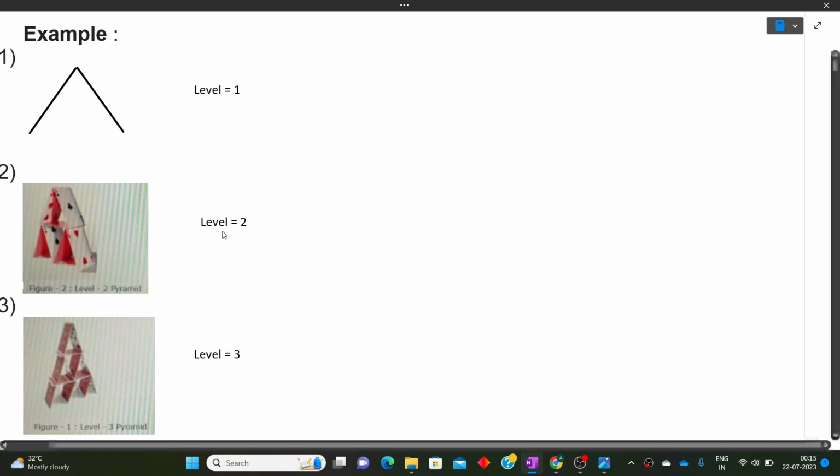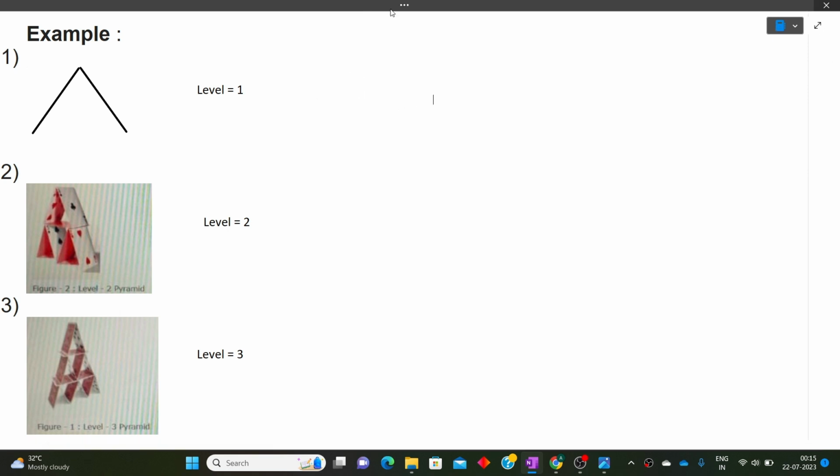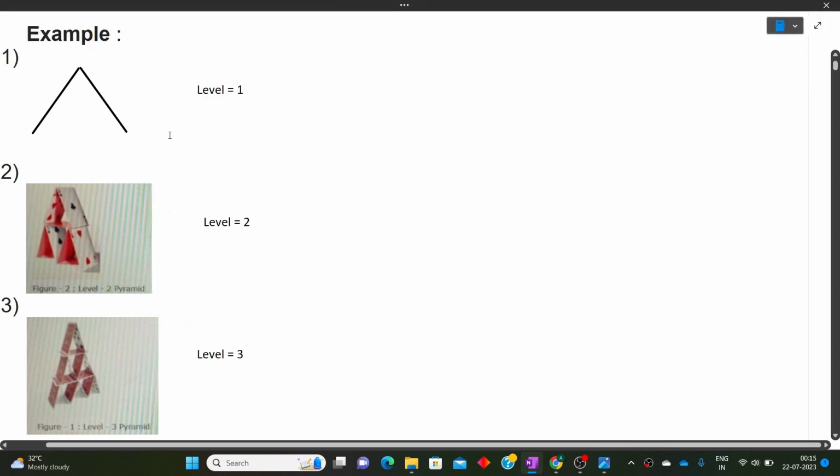As I've told you, this question is slightly on the easier side, so it will not take much effort in understanding it. So now we are here. I have taken three examples here. The first is a level 1 pyramid, the second is a level 2 pyramid, and the third is a level 3 pyramid. Let's understand how to find the number of cards in each level's pyramid.